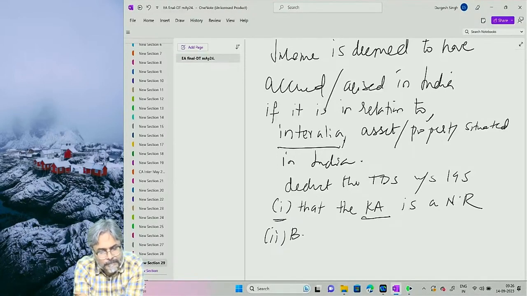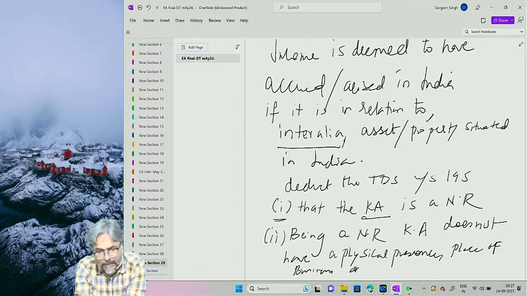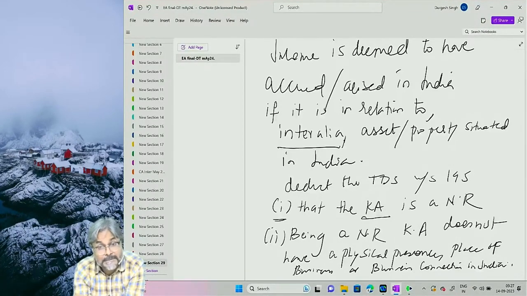Point number two, being a non-resident, Kenya Airlines does not have a physical presence, place of business, or business connection in India.